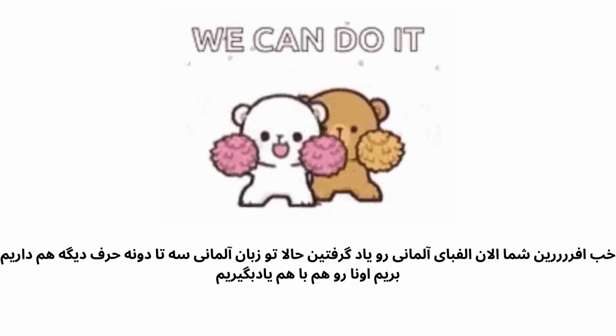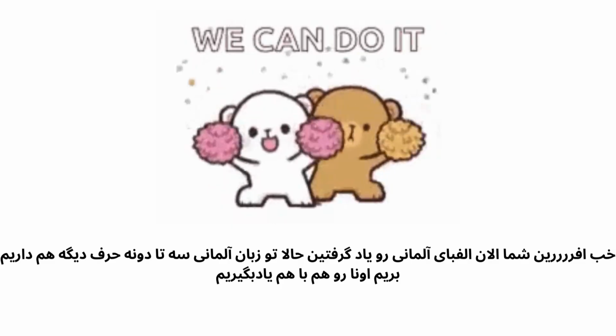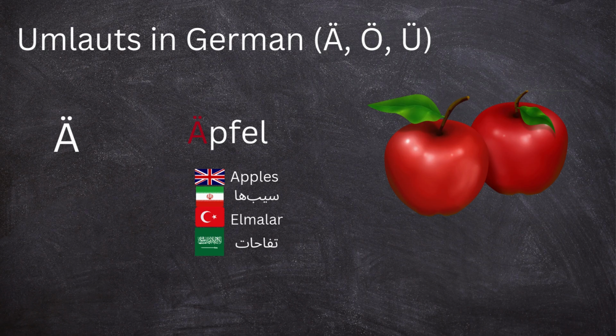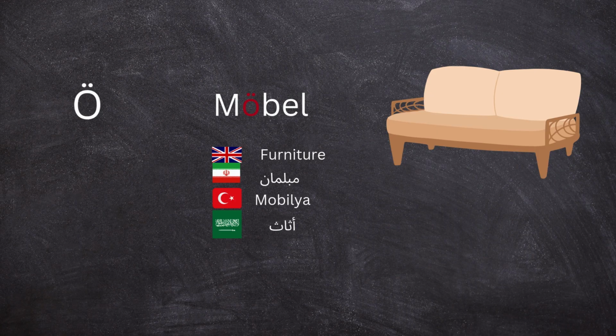Now, in German, there are 3 extra letters. Let's learn them together. This letter is called A umlaut. It sounds like E, like in Äpfel. This letter is called O umlaut. It sounds like Ö, like in Möbel.